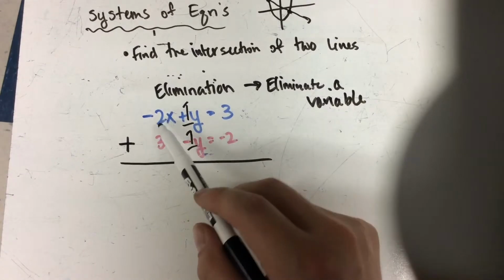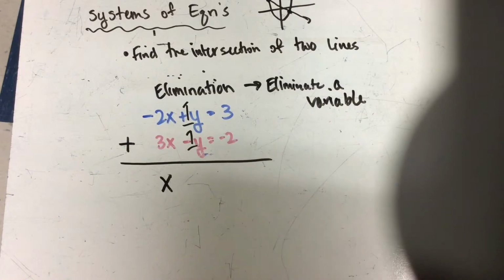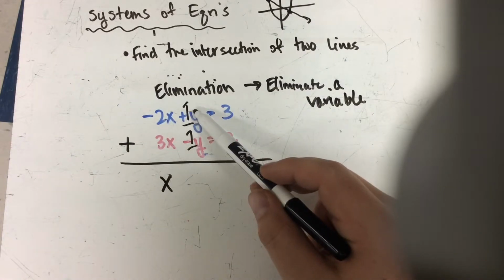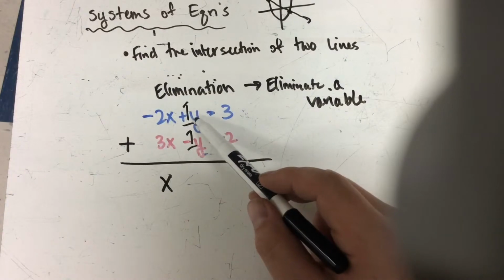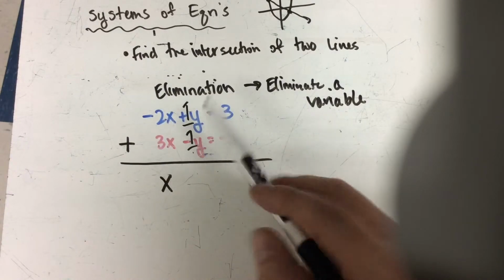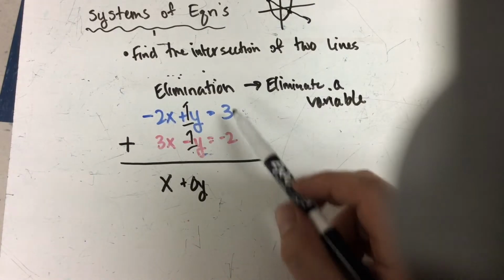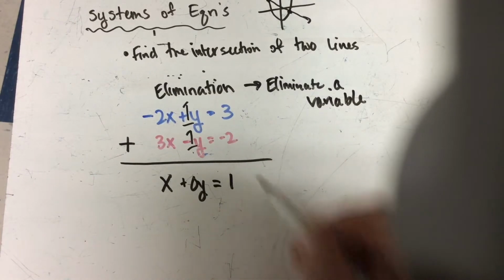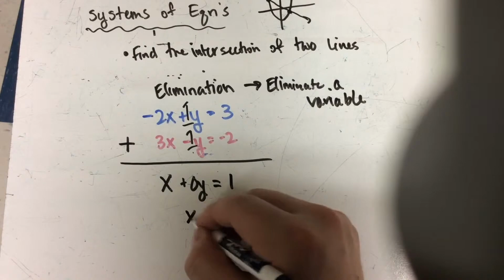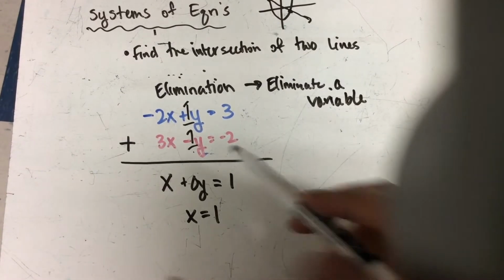Let's just put a plus sign here and add these. We're going to get that negative 2x plus 3x just equals x. Positive 1y plus a negative 1y is going to be 0y. And then you're going to have 3 plus negative 2, and this will be 1. If we clean this up, we get that x equals 1, which, if we remember from doing it with substitution, is exactly what we should get.